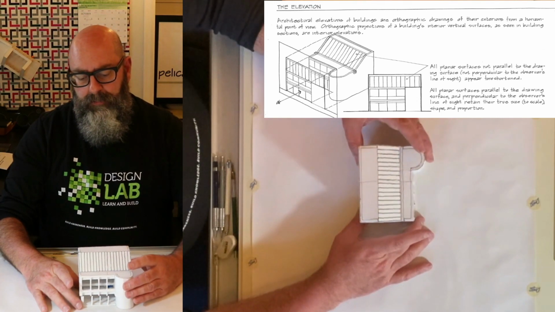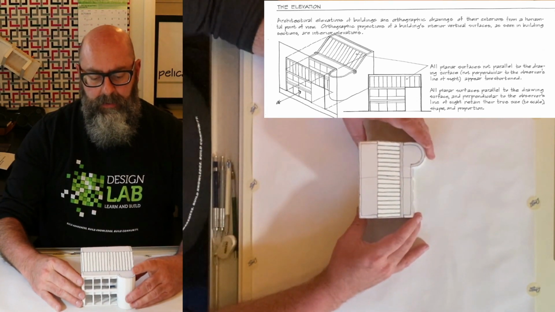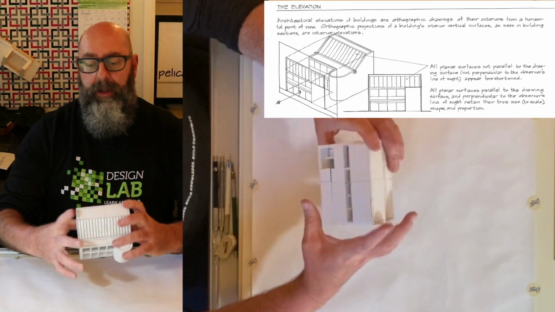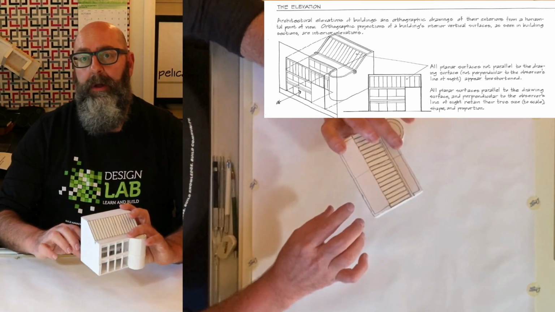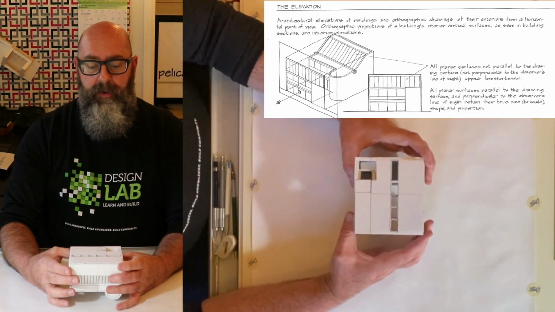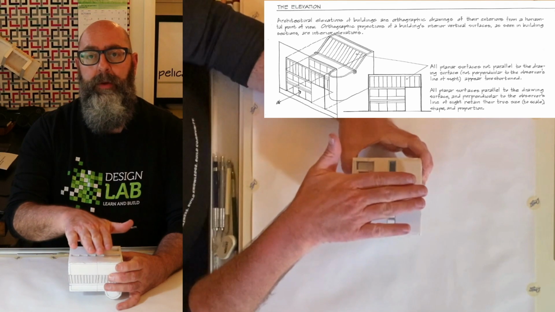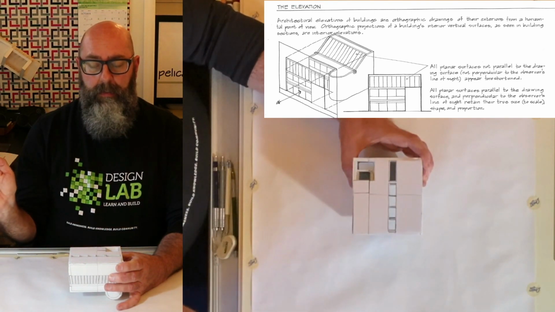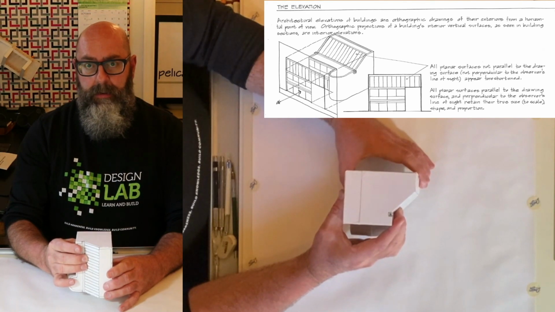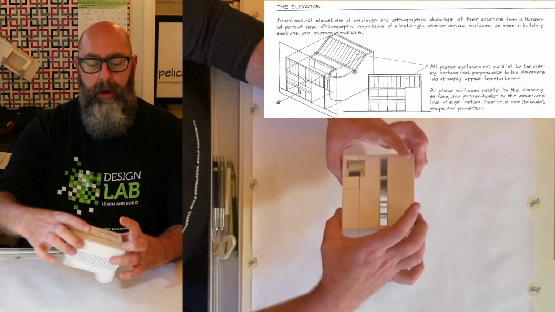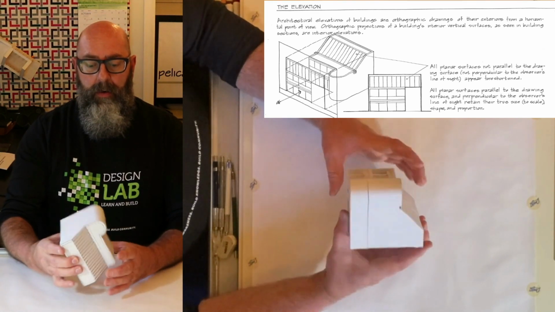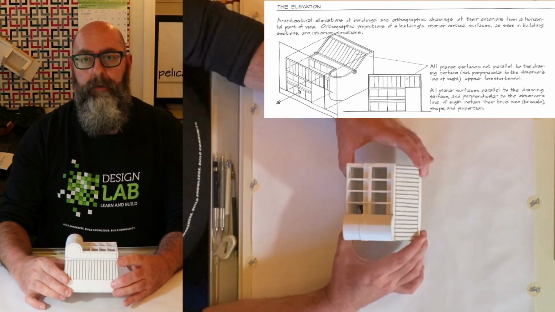Now, elevations are a little bit different because the plan takes care of the inside of the building, but the elevations take care of the outside of the building. So an elevation is just like looking at the front of a building straight on, or the right side of the building, or the left side of the building, or even the rear of the building.